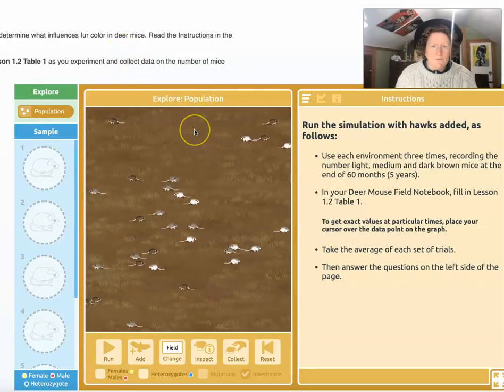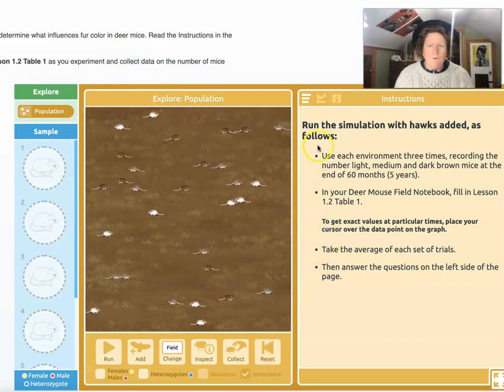So in order to fill out the table, I'm going to reset here. We're going to make sure that we add hawks. We're going to use the beach 3 times, and we're going to use the field 3 times. To get exact values at particular points, place your cursor over the dark point on the graph. Take the average of each set of trials, then answer the questions in the left side.